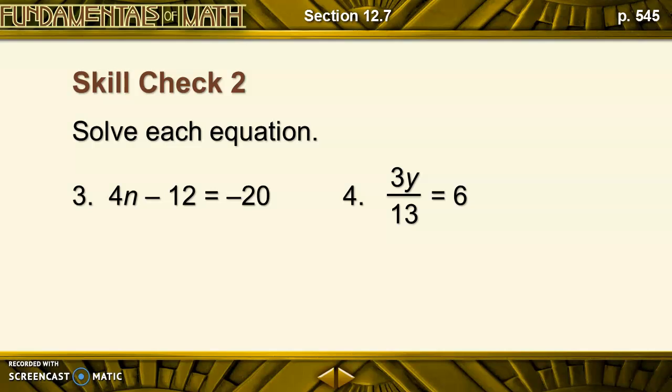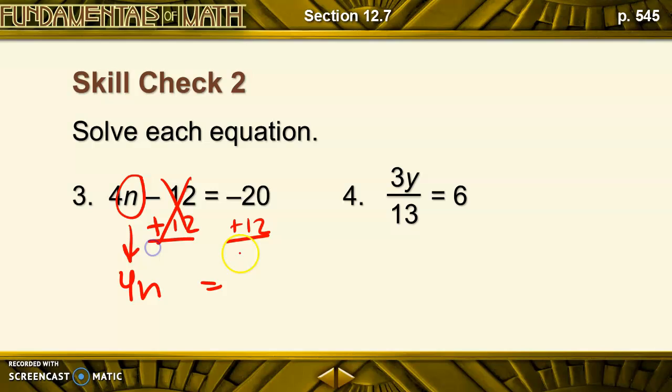Alright, last slide for us to go over. Again, all these problems are kind of the same. Circle our variable. Add or subtract to get rid of the buddy. The opposite of minus is plus, so I'm going to add 12 to both sides. Cancel out.